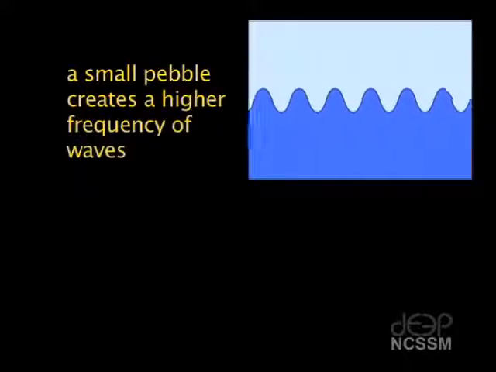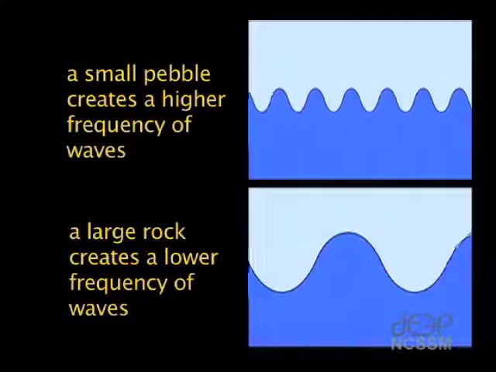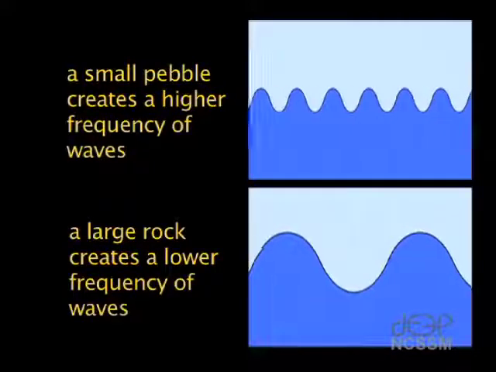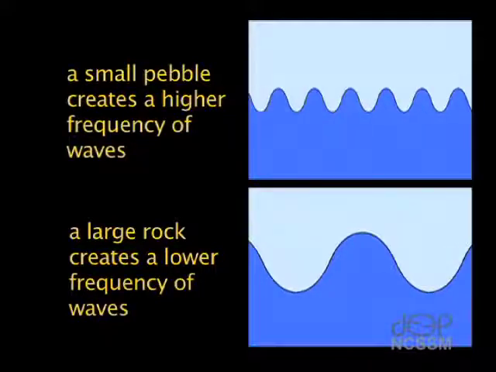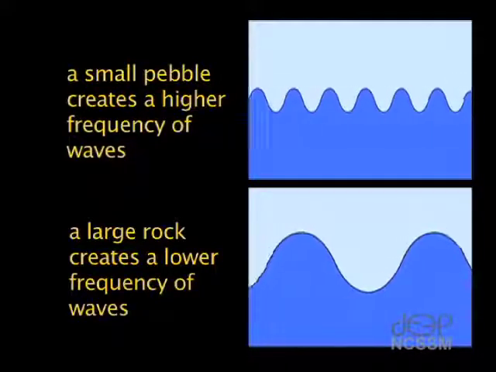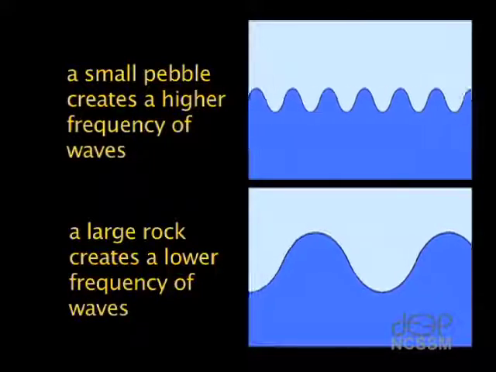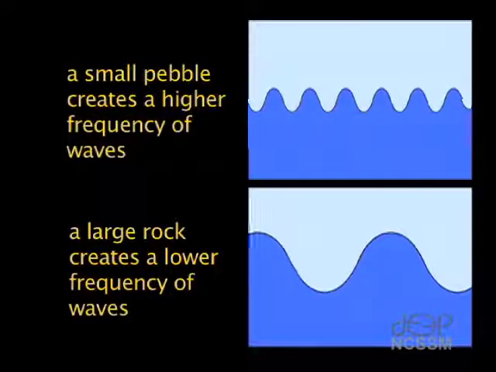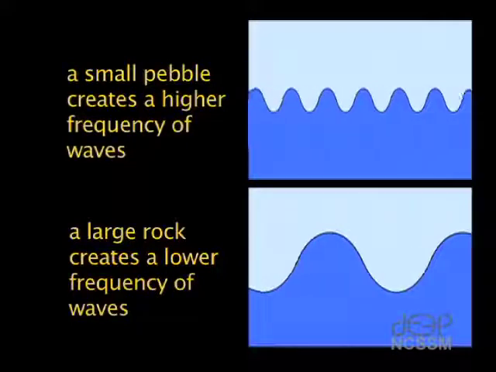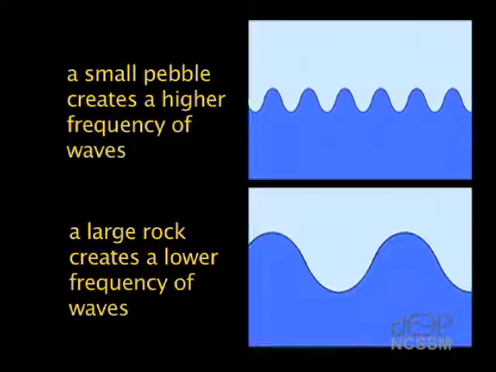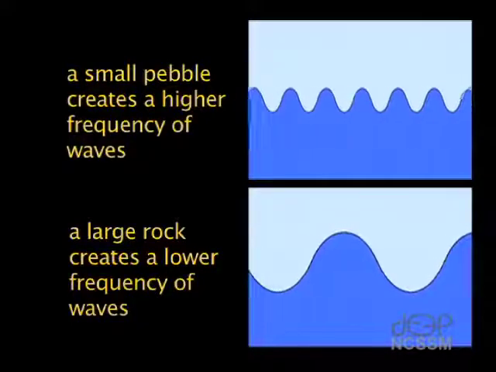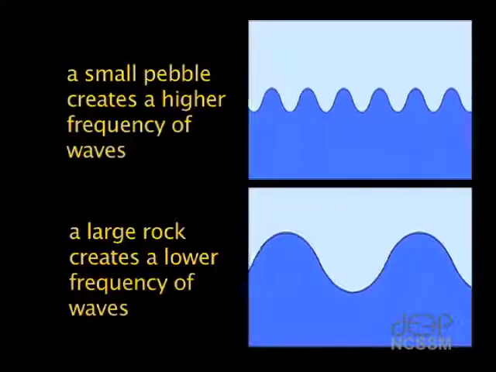A small pebble can represent a high frequency or high pitch. It creates small waves that are very close together. A large rock can represent low frequencies or low pitches. It creates much larger waves that require much more space to develop. So, we can tell that the speed and the size of a wave relate to that wave's frequency. Also, we have learned that frequency is another term for pitch.